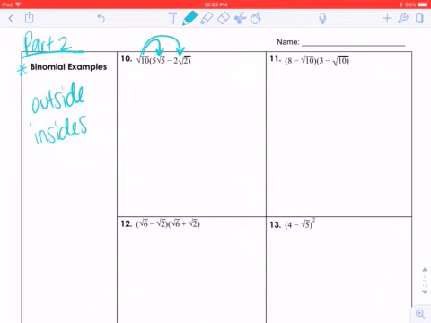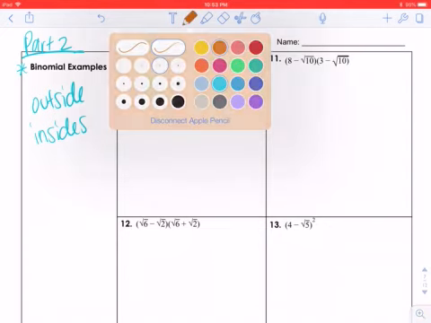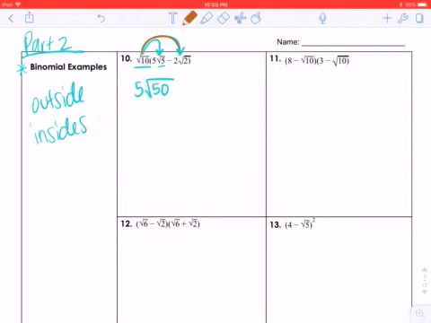Alright, so square root of 10 is on the inside, so it's going to multiply with the other insides. So I would have 5 square root 10 times 5 is 50. Right? And then here I'm going to have the square root of 10 times negative 2 square root 2. So I have the negative 2, and it's going to be multiplied. The square root 10 times the square root 2 would be square root 20.